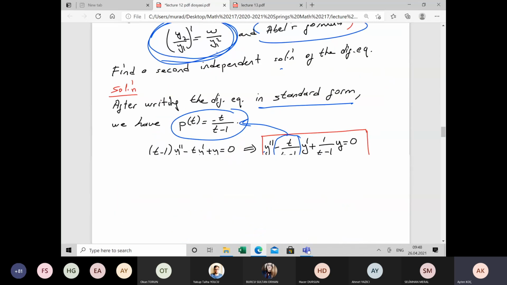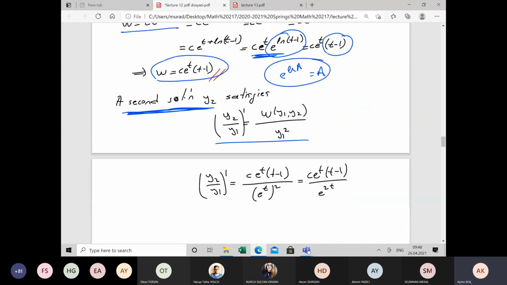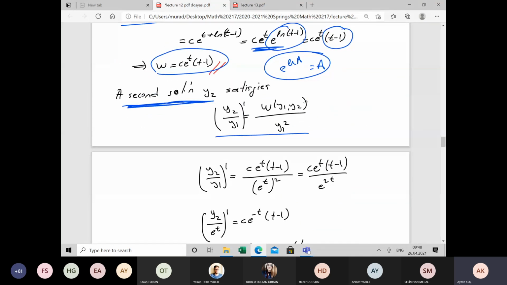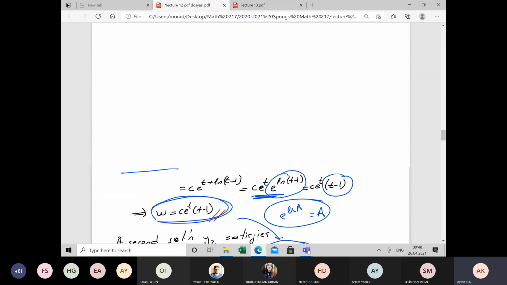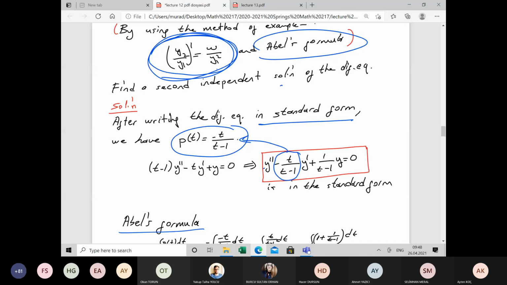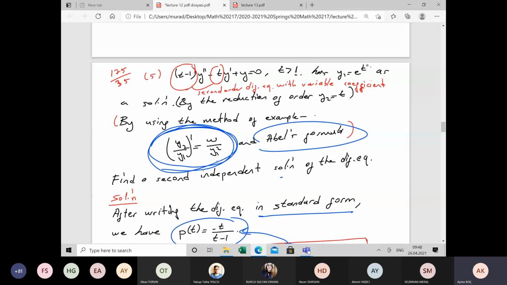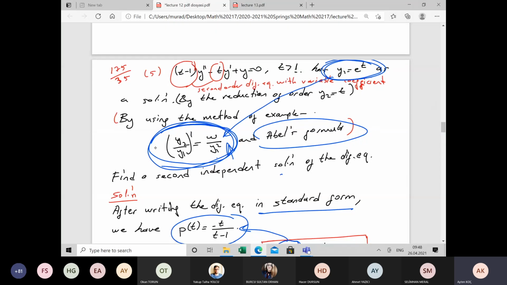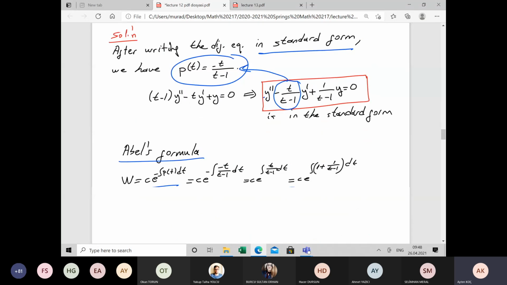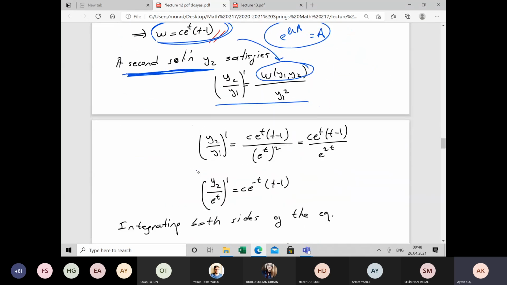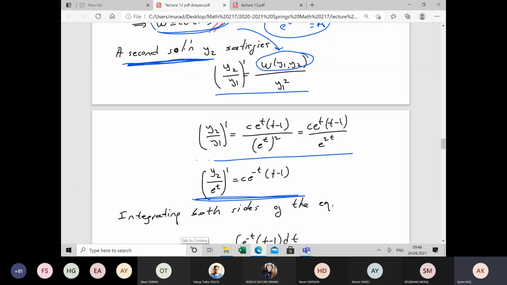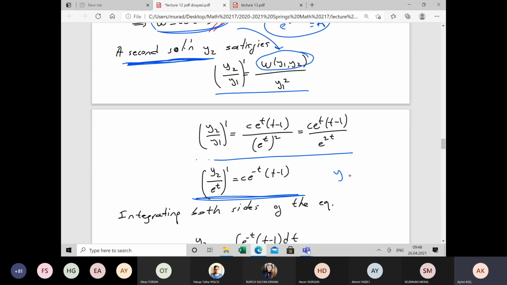Use this one, y sub 2 satisfies it, and write the Wronskian determinant here. Substitute, and we also know y sub 1. Let's come back: y sub 1 is e to the t, right? Write y sub 1 here and the Wronskian determinant, substitute, and then this differential equation will be this one. So we obtain this. Our aim is to find y sub 2.